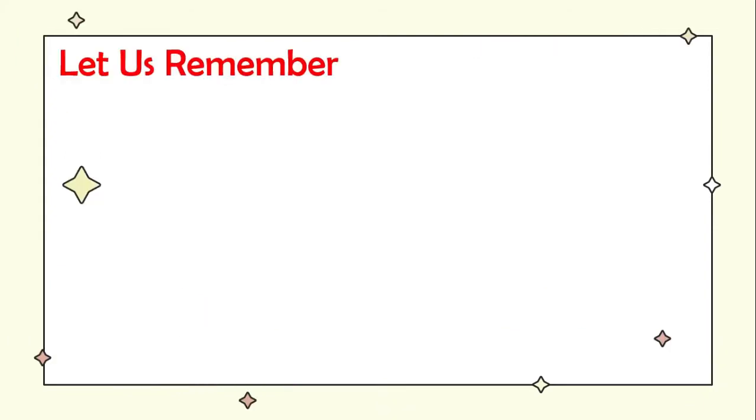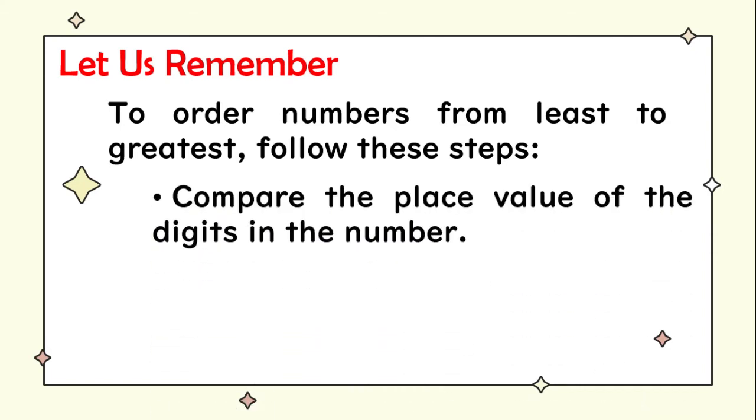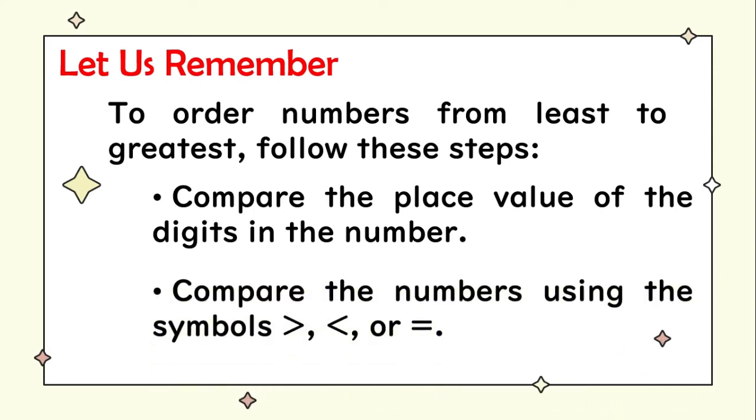Okay? So always remember, kids, that in ordering numbers from least to greatest, we need to follow these steps. So first is to compare the place value of the digits in the number and then compare the numbers using the symbols greater than, less than, or equal to. And for us to learn more, let's answer page 41 in your book.